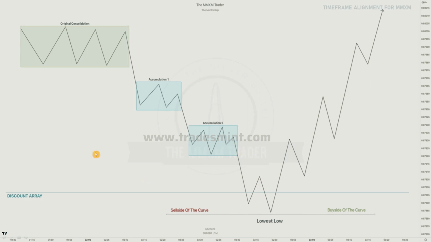Not earlier, we need to hit a key level. If you want to see a market maker buy model, we need to hit a discount array. So we've got this sell side of the curve over here, having our highest high up here and our lowest low down here, and then once we break structure upwards, after hitting that key level, we can go into the buy side of the curve.